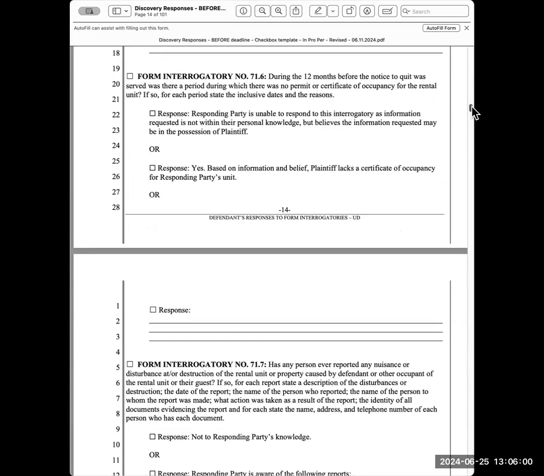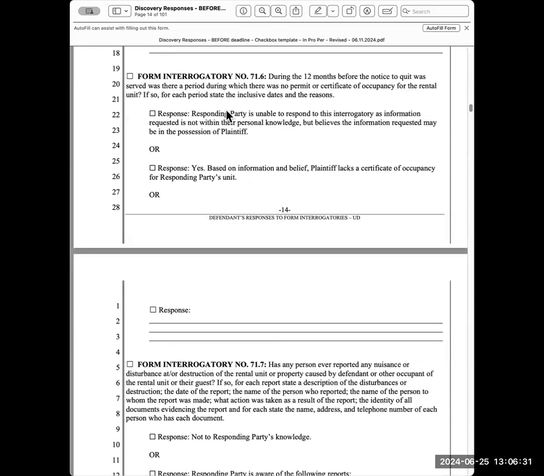This is typically a question asked of the landlord, but it's often checked for tenants also, because they want to know if you know that there were no certificate of occupancy or permits posted. If you live in an apartment building, they are typically posted in the common areas. If they're not, you should document that. You should take a photograph of the common areas to evidence that there is no permit or certificate of occupancy posted.